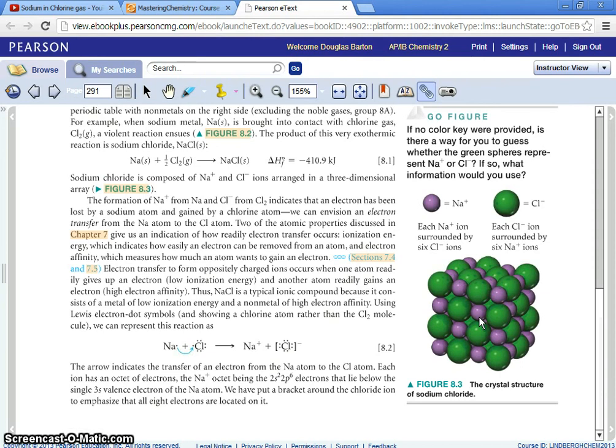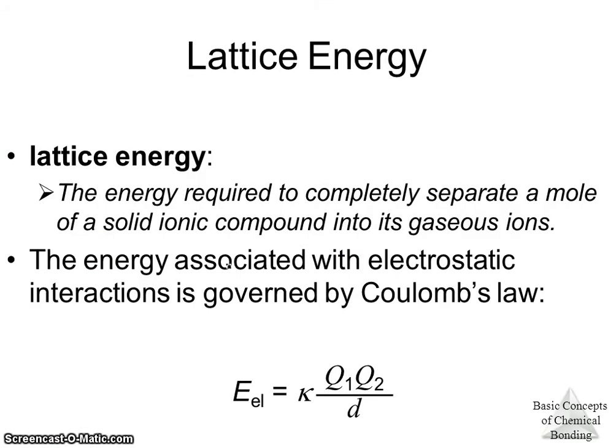and that's going to result in a whole lot of heat given off because we've gone from a large degree of chemical potential energy down to a smaller amount of potential energy, and all of that excess energy was released in the form of heat. This brings us to the concept of lattice energy.